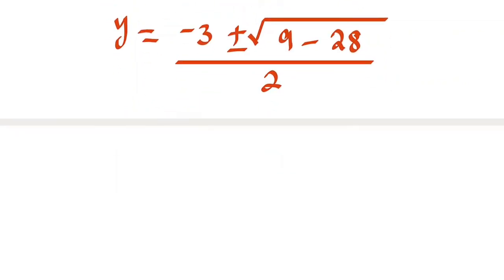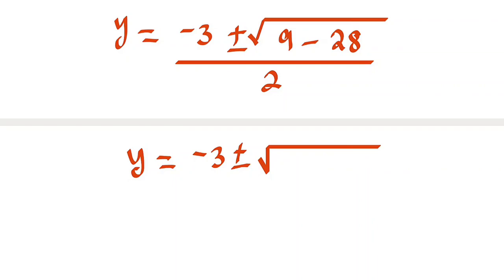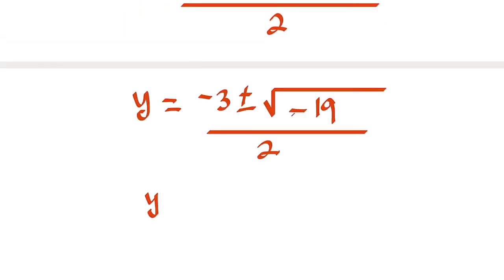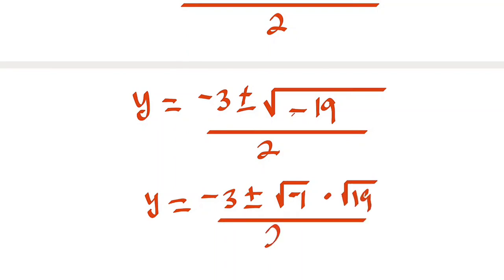All right, so we move on, we're going to have y equals minus 3 plus or minus the square root of 9 minus 28, that will give us minus 19. We have minus 19 divided by 2. Okay, so we're going to have y equals minus 3 plus or minus the square root of minus 1, multiplied by the square root of 19, divided by 2.